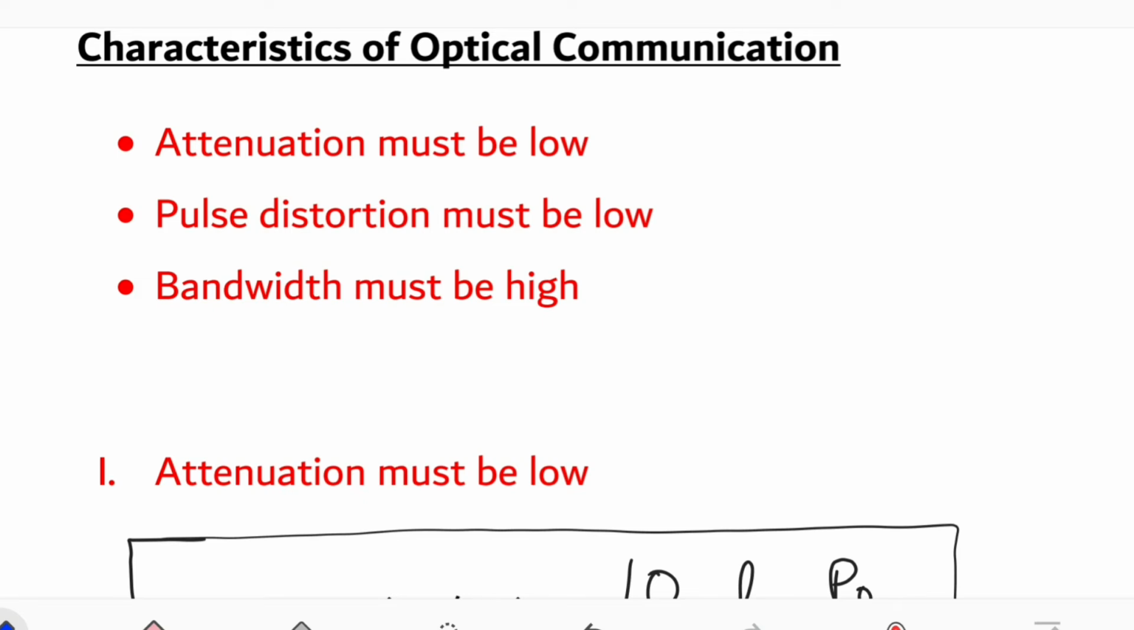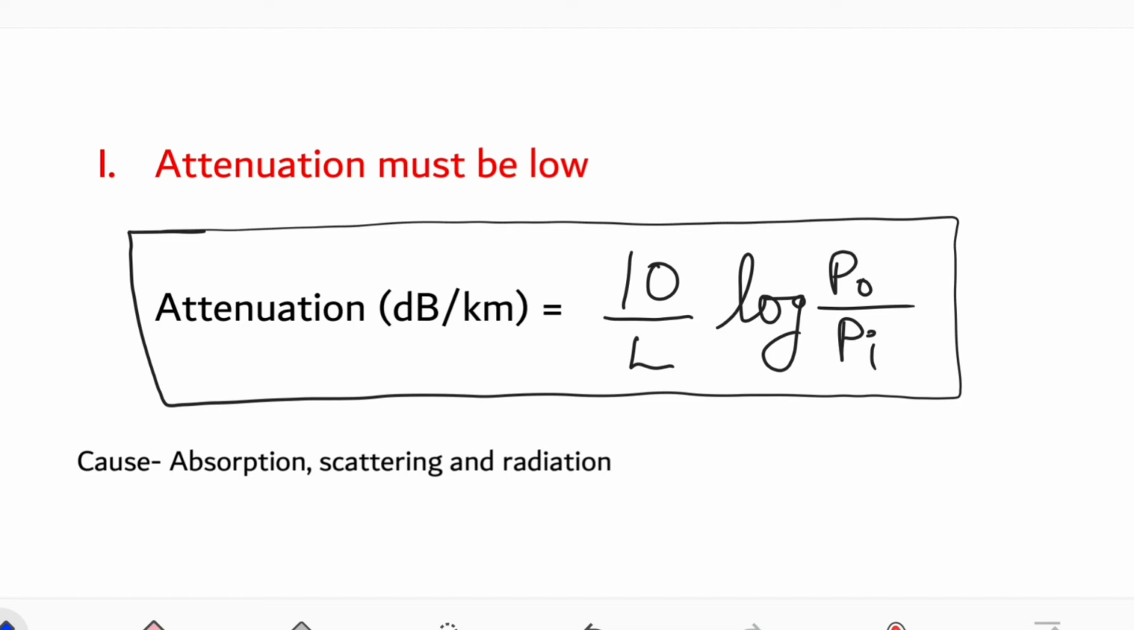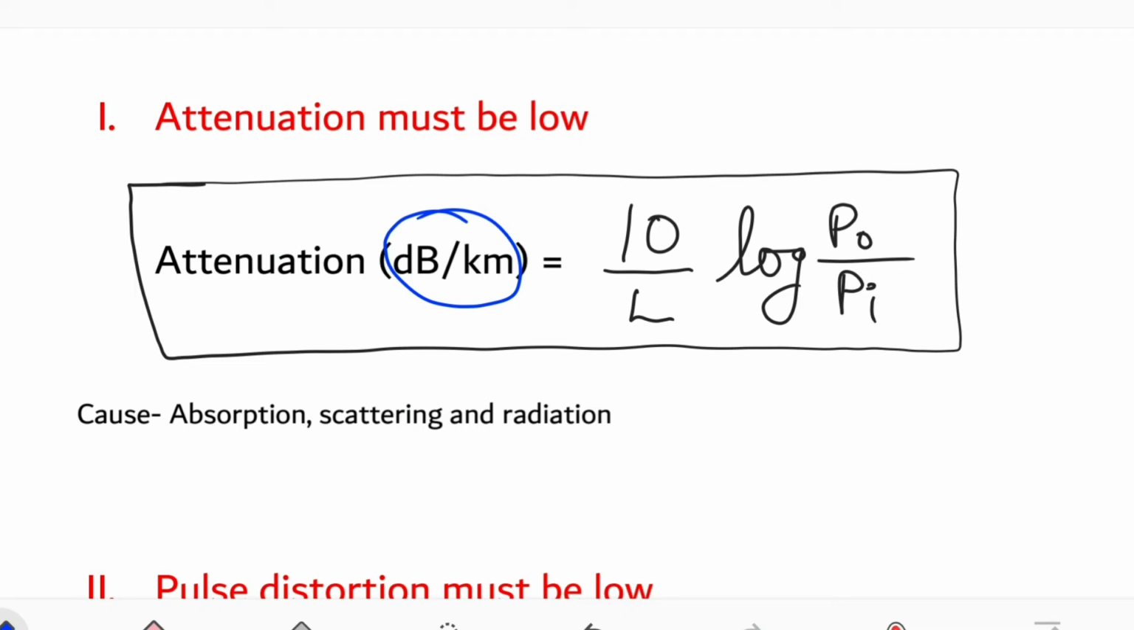So first let's consider the attenuation. Generally we measure attenuation in decibels per kilometer. The formula says attenuation equals 10 by L times the logarithm of output power divided by input power, and this L is measured in kilometers.